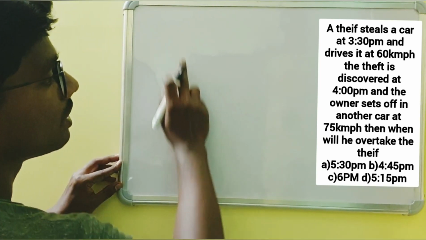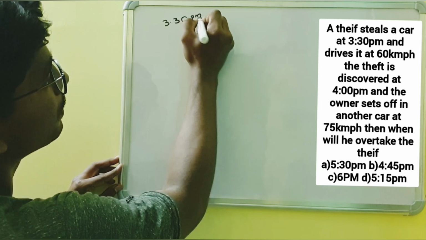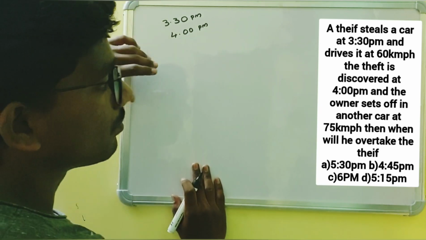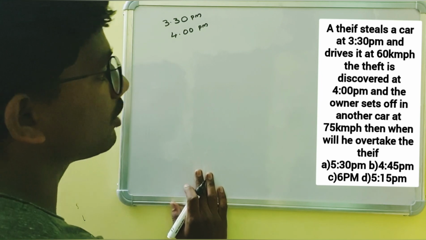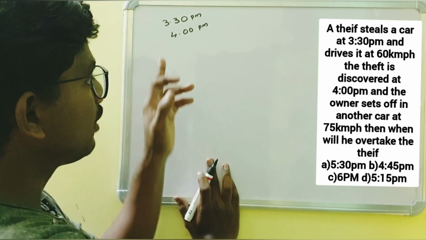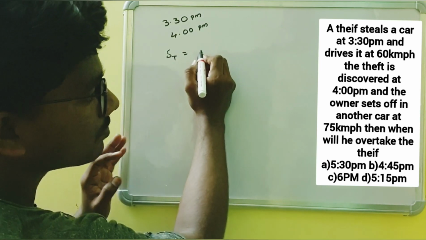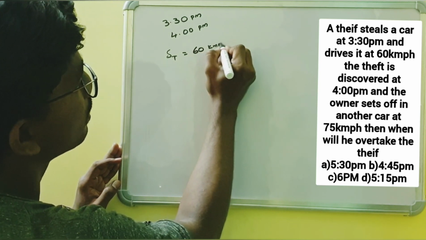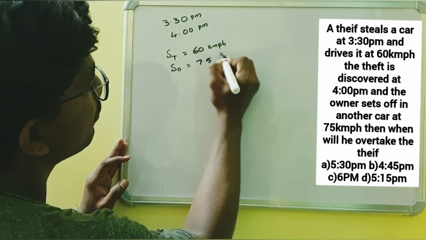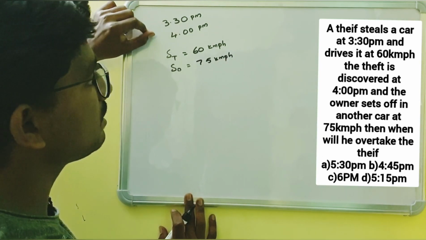Okay, here the thief stole the car at 3:30 p.m. He was discovered at 4 p.m. and the owner sets off in another car at 75 kilometers per hour. See, the thief has stolen the car at 3:30 and it is discovered at 4 o'clock. The speed of the thief is 60 kilometers per hour and the speed of the owner is 75 kilometers per hour. Okay, here the difference in the time interval is half an hour.